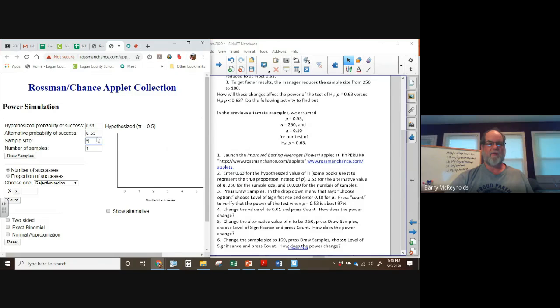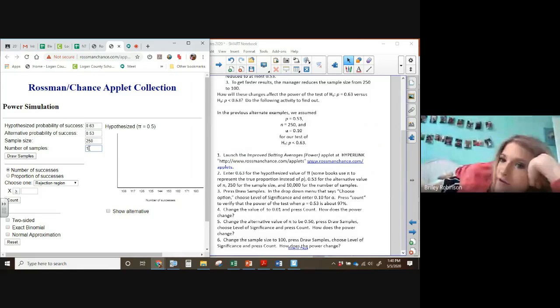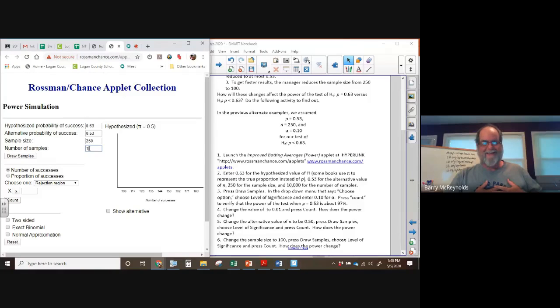Okay, 0.53. Okay, the sample size we want to put in is 250. And we want to see a large number of samples. I thought we were doing 100. We're going to do 100 next. We're going to see what the.